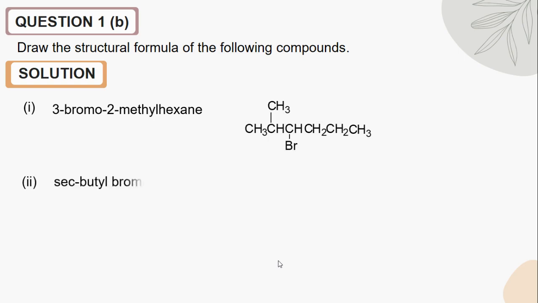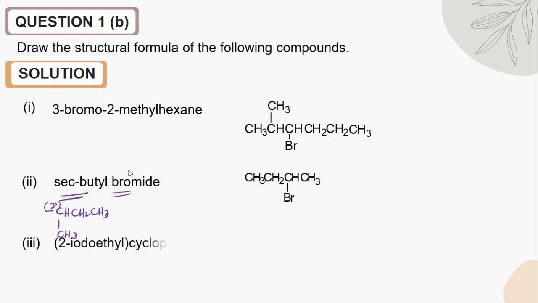Proceed to question number 2, sec-butyl bromide. So sec-butyl is actually the name for a substituent that has 4 carbon atoms and it has a secondary carbon attached to the parent. So this is the secondary carbon, hence the name sec-butyl bromide. But because the parent is called bromide, this is actually a common name. So the structure should be sec-butyl with Br attached to the secondary carbon.